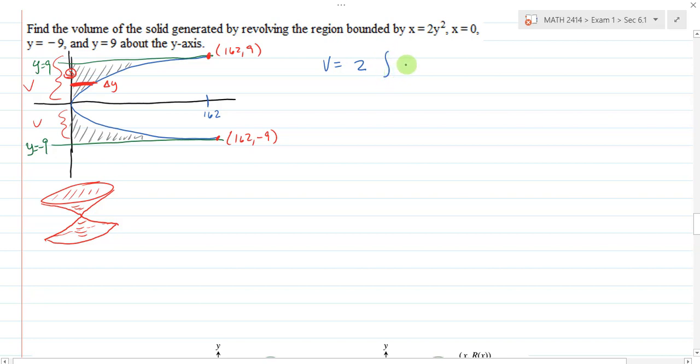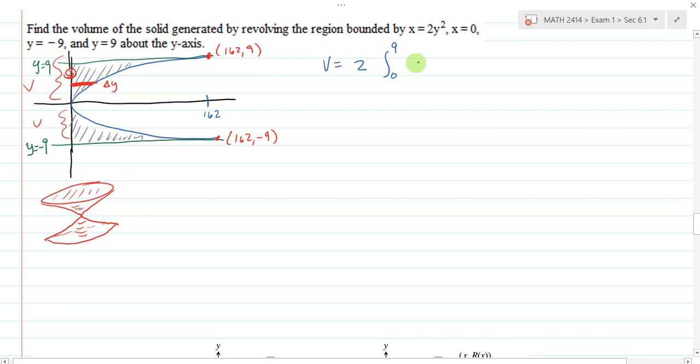What will be my bounds on my integral? Does it go from 0 to 162 or 0 to 9? 0 to 9. The 2 is here because I'm doubling that volume. Instead of integrating from -9 to 9, I'm going to integrate from 0 to 9 because the shapes are exactly the same. So I'm just going to double that and have a 0 in my integral, which makes the arithmetic much easier.